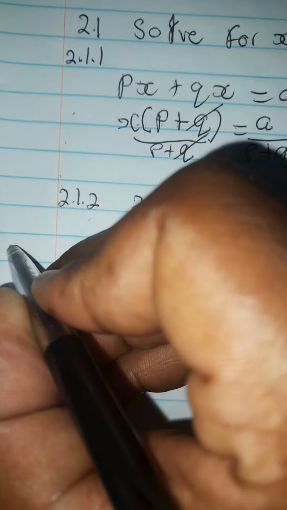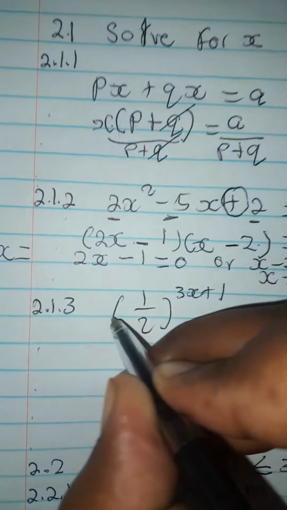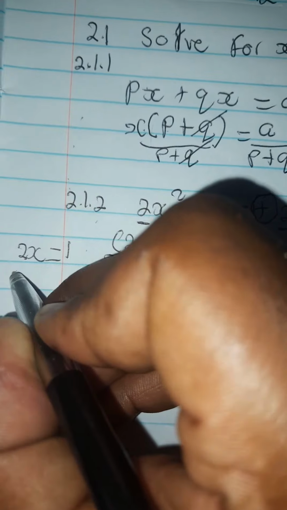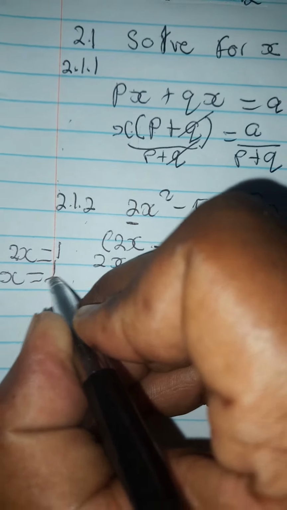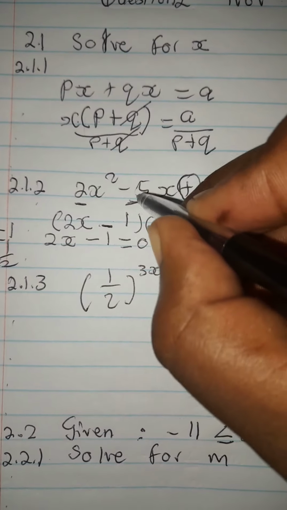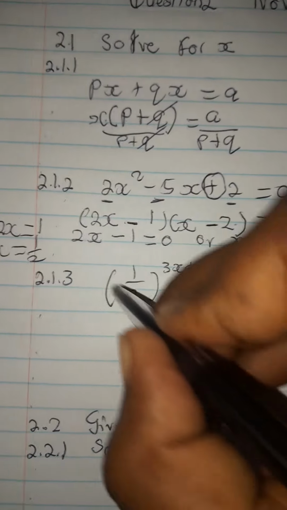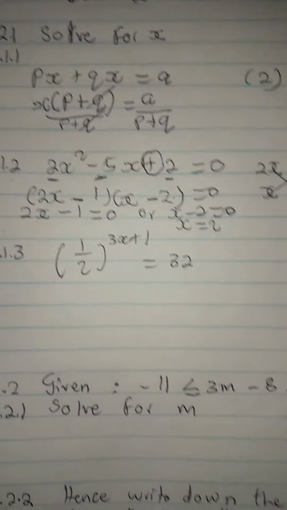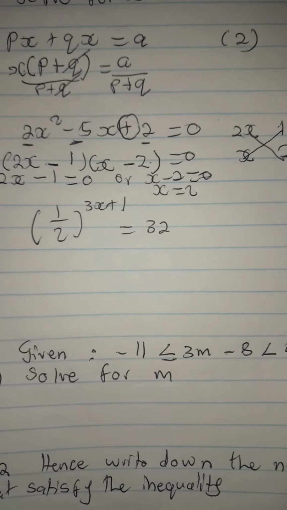In this case, we are going to take the -1 to the other side. It's going to be +1. Divide both sides by 2. We are going to have x is equal to half. Those 3 marks come from finding the correct factors, 1 mark, and the solutions will be 2 marks. So that makes it 3.